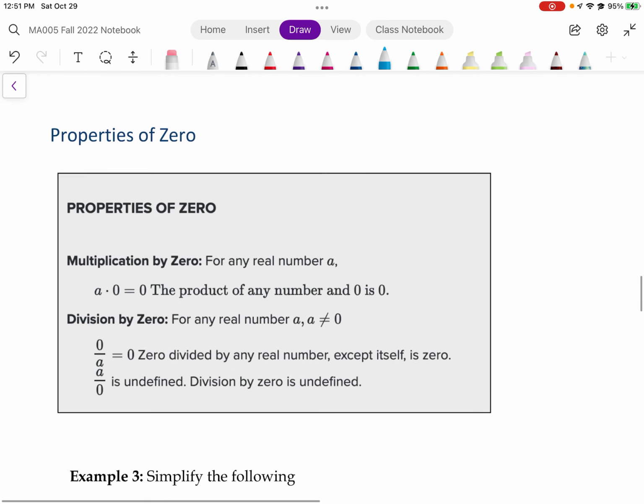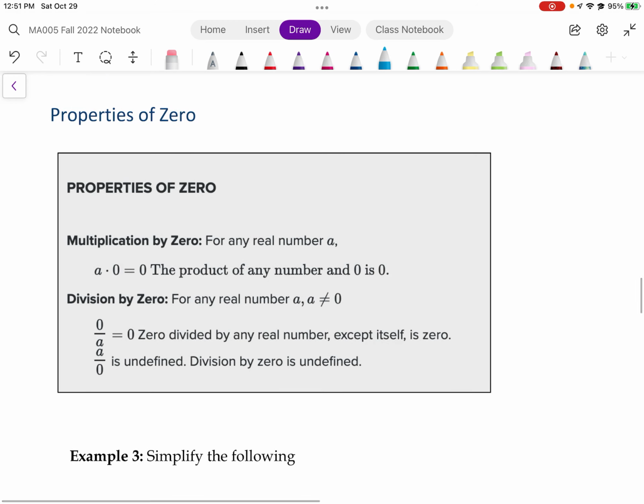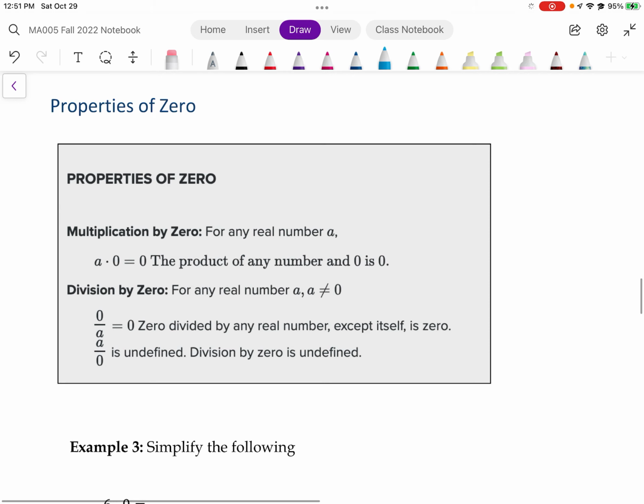All right, properties of 0 we've already talked about, but now we're naming them. So multiplication by 0 gives us 0. Division by 0 looks like this. And people had a lot of problems with this on the midterm, so make sure you pay attention to this. 0 over a is 0, whereas a over 0 is undefined. Division by 0 is undefined.